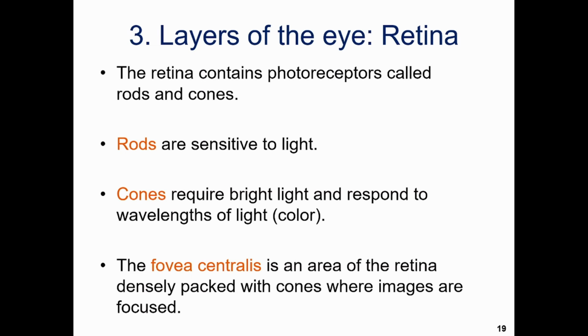And they're responding to certain wavelengths of light. We have 3 different cones: red, green, and blue. The fovea centralis, that little point we were talking about in the back of the eye, is an area that we see on the retina that has a bunch of cones densely packed together. And that's why we have such good, crisp, clear color vision.